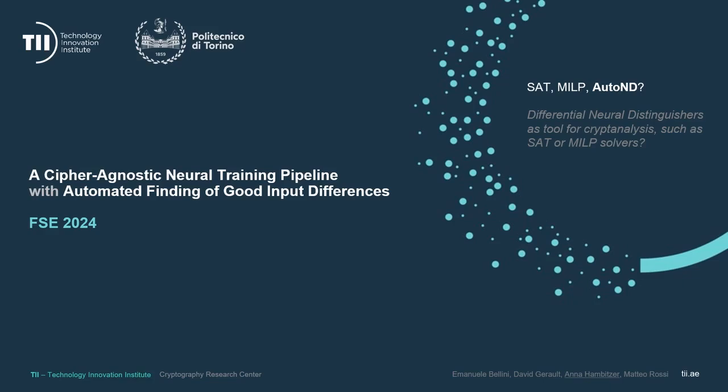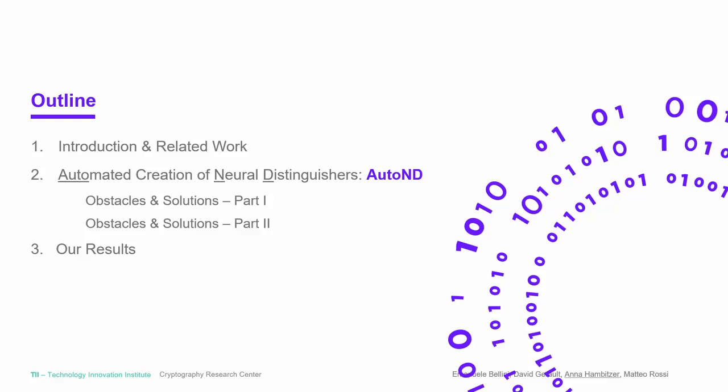Last year at AI Crypt, Gohr, Leander, and Patrick Neumann asked the question: can we use differential neural distinguishers as a tool for cryptanalysis, such as SAT or MILP solvers? So in a nutshell, the motivation for our talk is, can we add a new tool that we call AutoND to have automated generation of neural distinguishers for new ciphers? The main part of my talk will focus on the obstacles and solutions that we faced in answering this question.